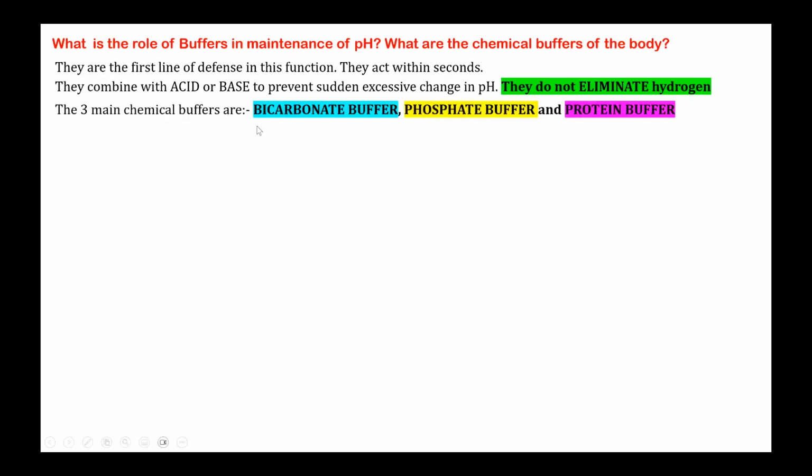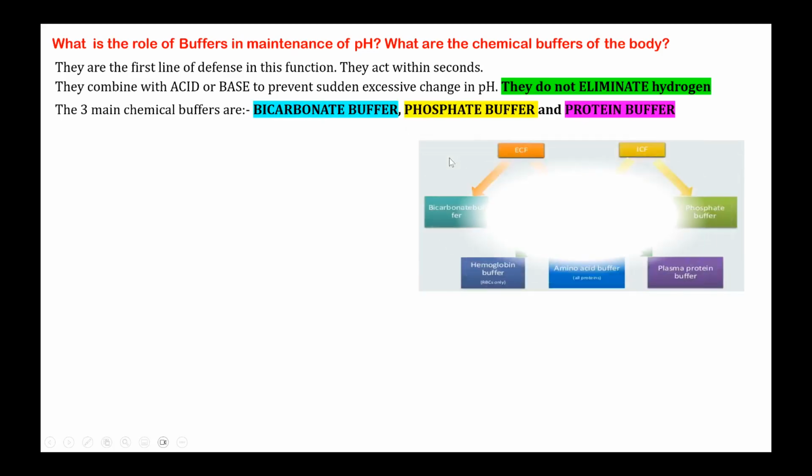So the three main buffer systems are the bicarbonate buffer, phosphate buffer, and protein buffer, and they are present in ECF as well as ICF. That is, extracellular fluid also has this buffer, and intracellular fluid also has this buffer. And among the protein buffers, you have hemoglobin, the amino acid buffer, which is the histidine buffer, which you have to mention, which you have not done. I will tell you in detail, and the plasma protein buffer.